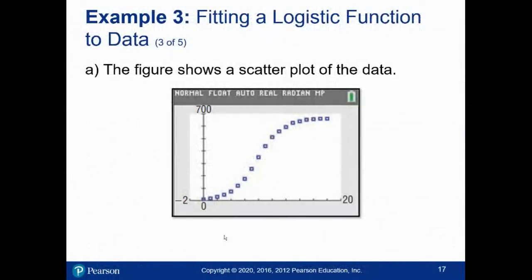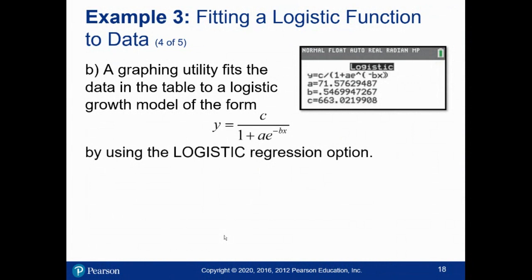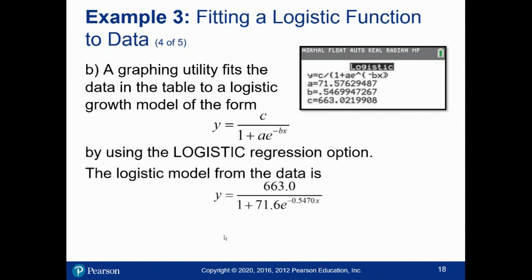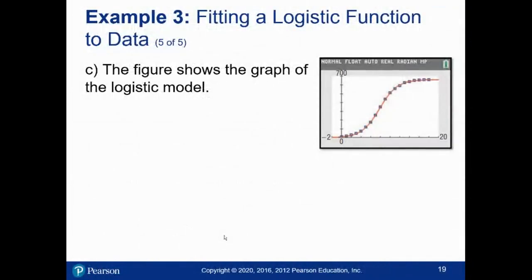So there's our scatter plot. Yep, we've got that characteristic S-shaped curve of a logistic model. We used logistic regression, and it tells us c over 1 plus a times e to the minus bx, and it gives us a, b, and c, and this matches the form of the logistic model that we've used before. And so there it is, taking their values of a, b, and c. Plots very, very nicely.